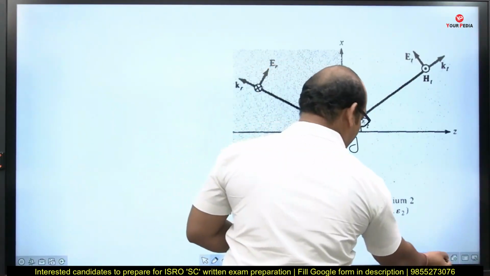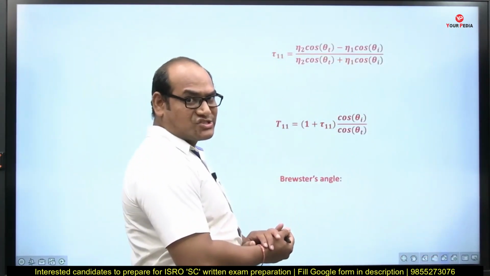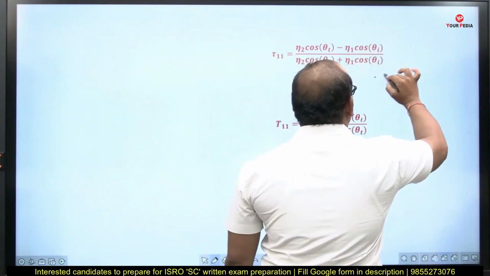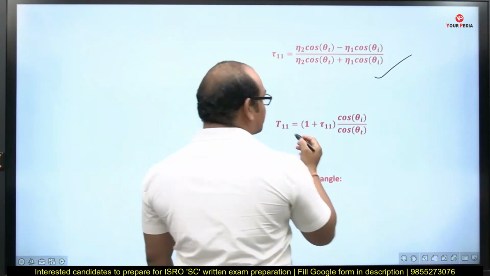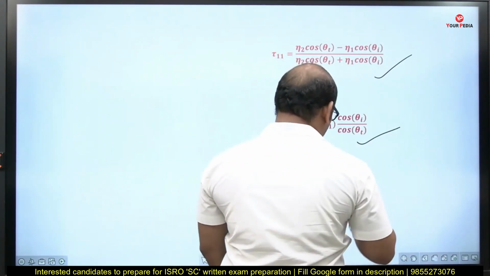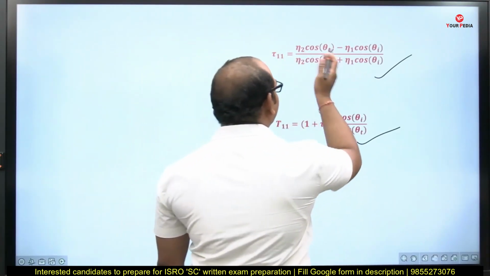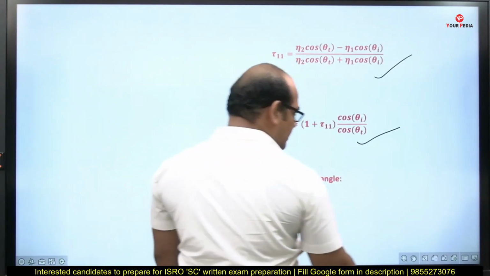Then, for that particular parallel polarization, after doing the derivations, you will have this reflection coefficient like this, and the transmission coefficient like this. And what is this Brewster angle? I will tell about that one. But instead of taking these formulas directly and blindly, I will give certain criteria regarding this particular thing.